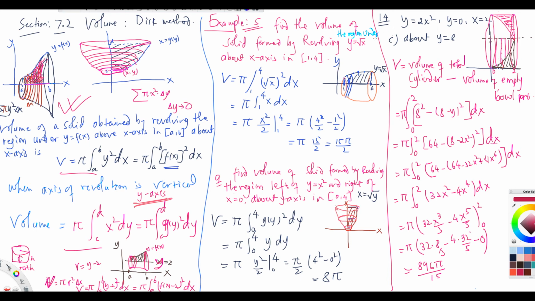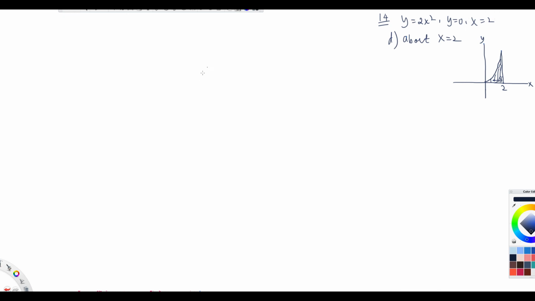So next I am going to do part D, that is you are revolving that around the line x equals 2. Okay guys, let us do that next. So the next thing we want to do is part D. You are revolving this region about the line x equals 2. This vertical line is the line x equals 2. If you revolve this region around that, what do you get? You will get a solid like this, and that's what you will get.